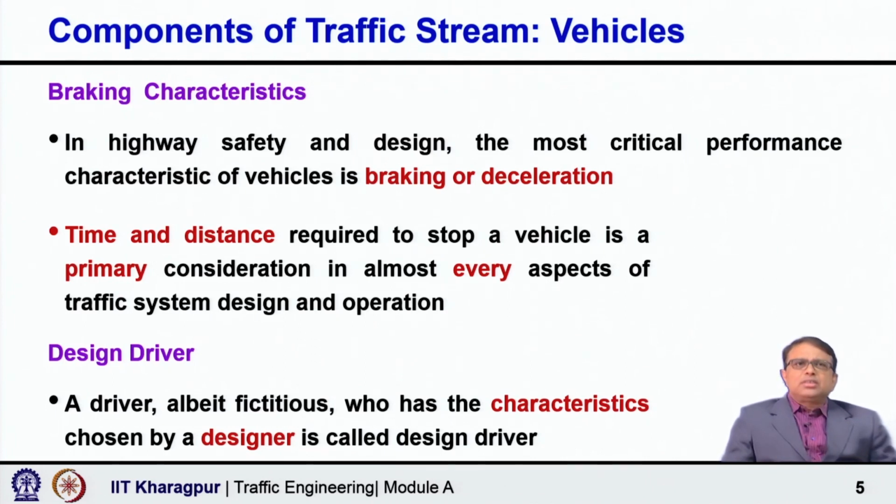Next, coming to the braking characteristics. In highway safety and design, the most critical performance characteristic of vehicles is braking or deceleration. If the driver finds an object and it is necessary to stop the vehicle, then how the braking or deceleration is working is a major consideration in the context of road safety. So, the time and distance required to stop a vehicle is a primary consideration in almost every aspect of traffic system design and operation. So, this is very important, what the braking characteristics are.